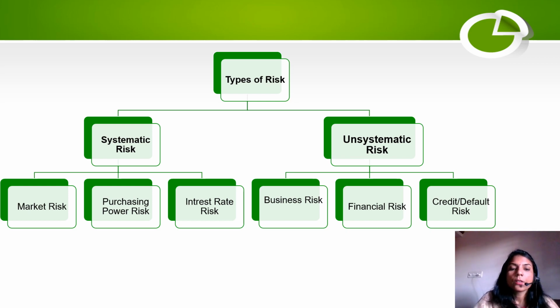So I hope you are clear about the different types of risk associated. Quick review: systematic and unsystematic risk. Systematic is undiversifiable. Unsystematic is what you can diversify and you can eliminate those risks. Under systematic, you have market, purchasing power, and interest rate risk. Under unsystematic risk, you have business risk, financial risk, and credit risk.